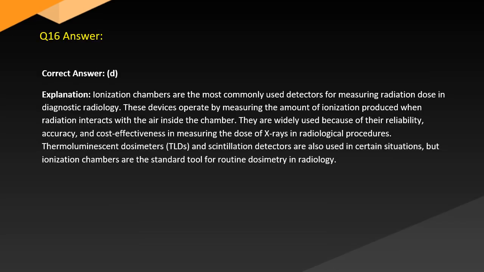Answer. Correct answer D. Explanation. Ionization chambers are the most commonly used detectors for measuring radiation dose in diagnostic radiology. These devices operate by measuring the amount of ionization produced when radiation interacts with the air inside the chamber. They are widely used because of their reliability, accuracy, and cost-effectiveness in measuring the dose of X-rays in radiological procedures. Thermoluminescent dosimeters (TLDs) and scintillation detectors are also used in certain situations, but ionization chambers are the standard tool for routine dosimetry in radiology.